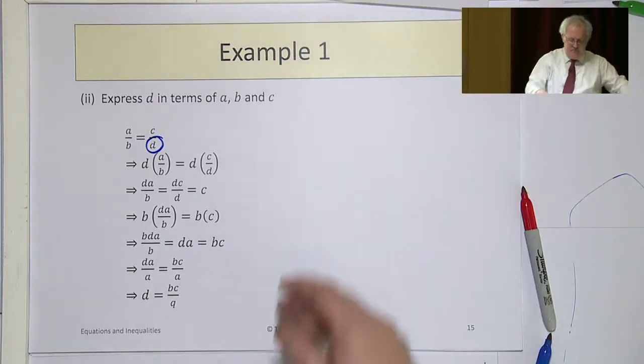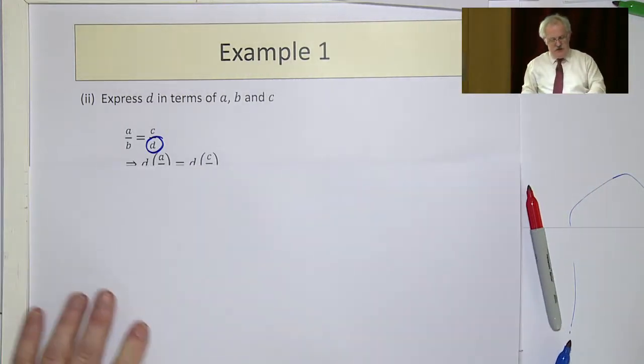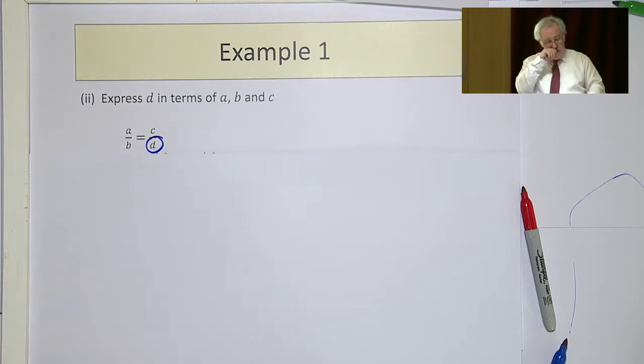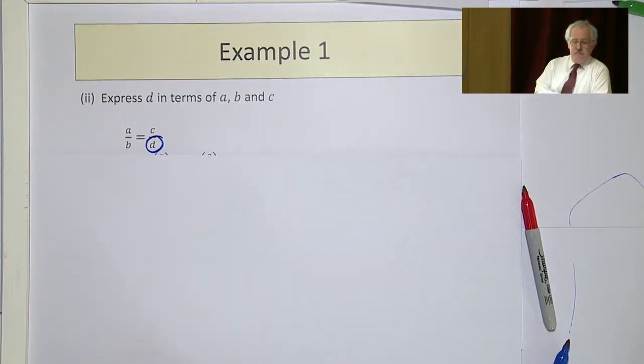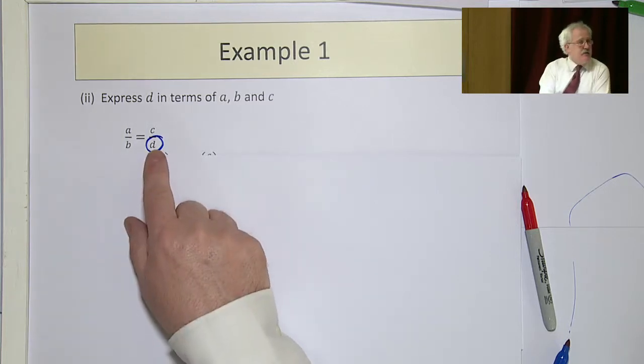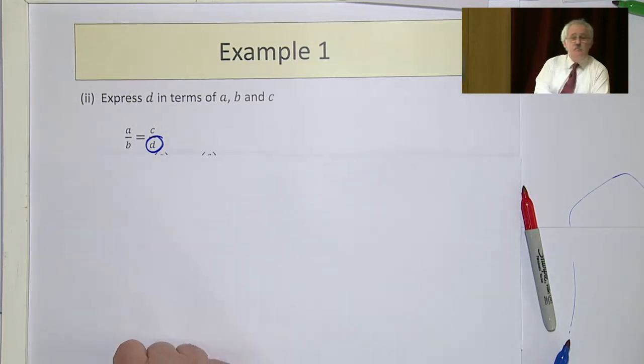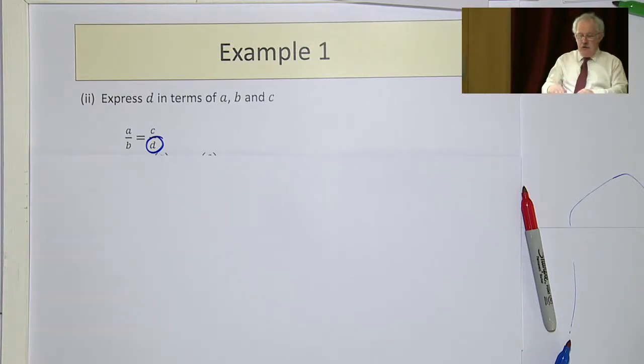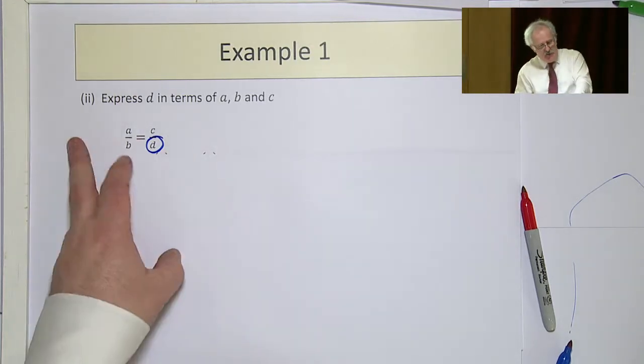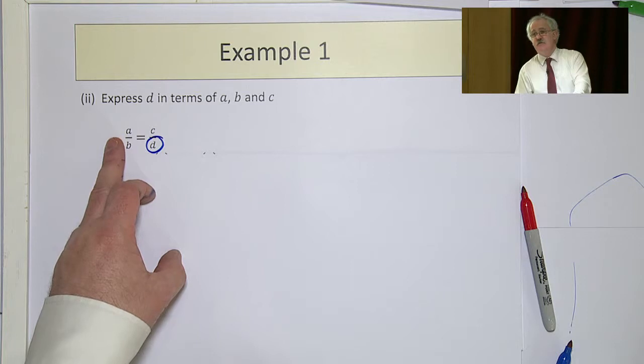So here we have A over B is C over D. Could I improve that in any way? Do I like the D being on the bottom? No. How could I get rid of D on the bottom? Multiply by D on the top. If I multiply by D on the top on this side, I better multiply by D on the top on that side. Is that okay?